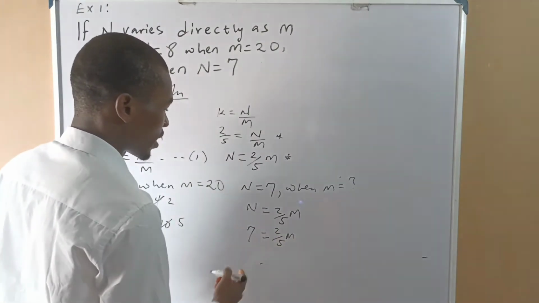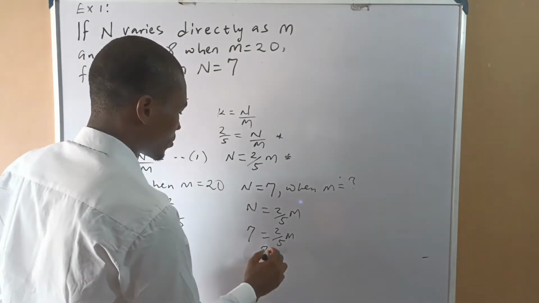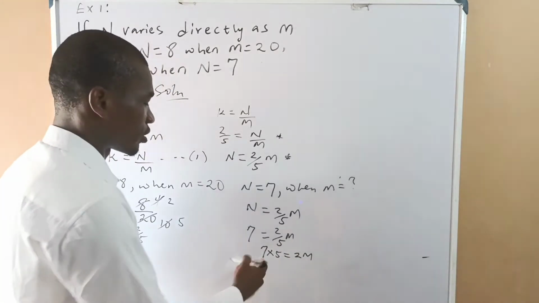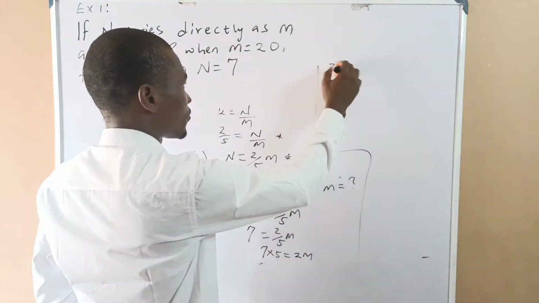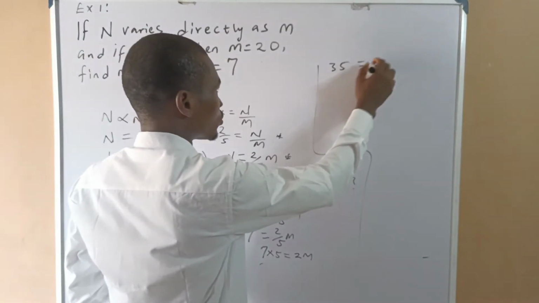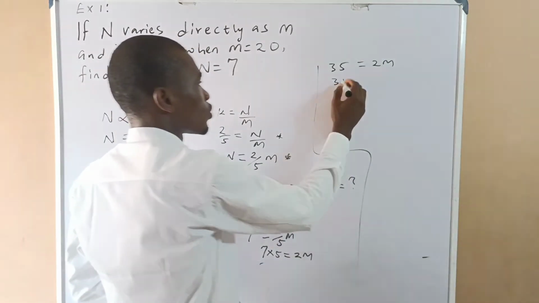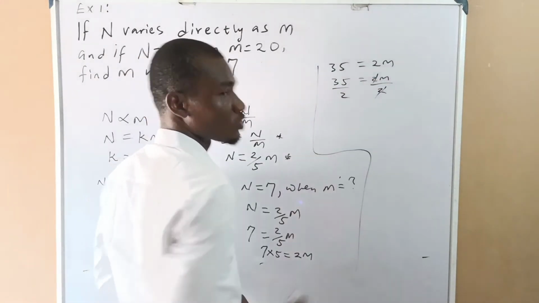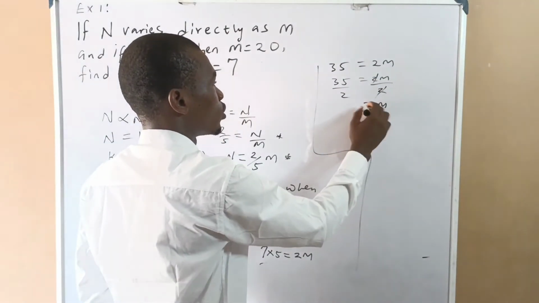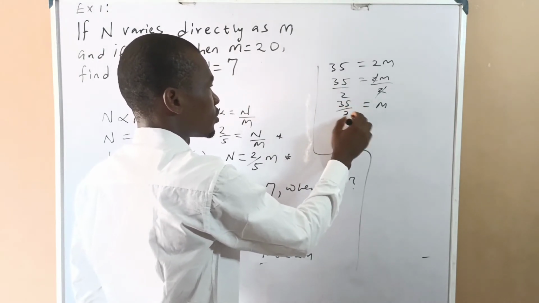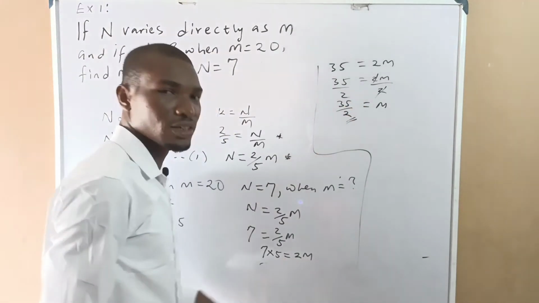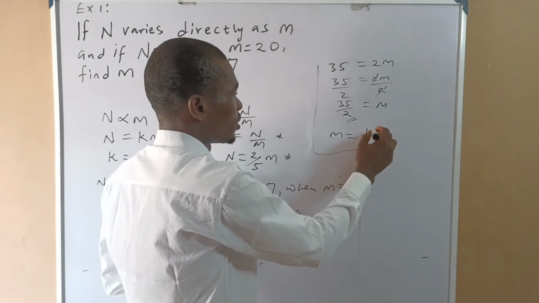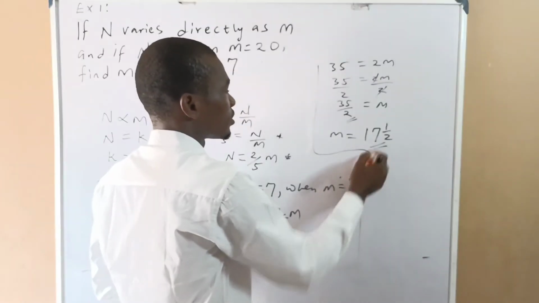Then when we cross multiply, 7 times 5 is equal to 2m. 7 times 5, of course, is 35. Then 35 is equal to 2m. Then dividing both sides of the equation by the coefficient of m, which is 2, the 2 will cancel out 2, and we are left with m equal to 35 over 2, such that this is our answer. Someone can still divide 35 by 2, hence we have that m is equal to 17 and a half. Then this is our answer.